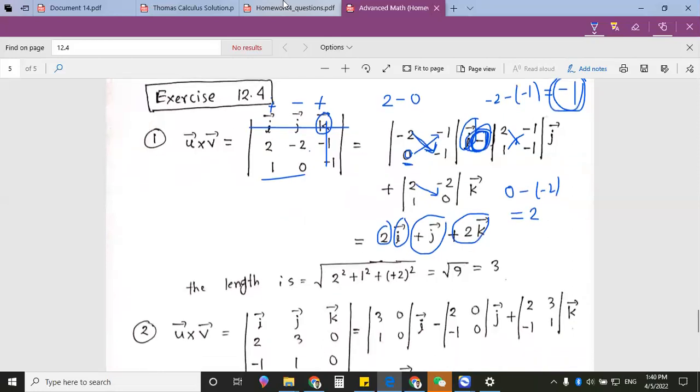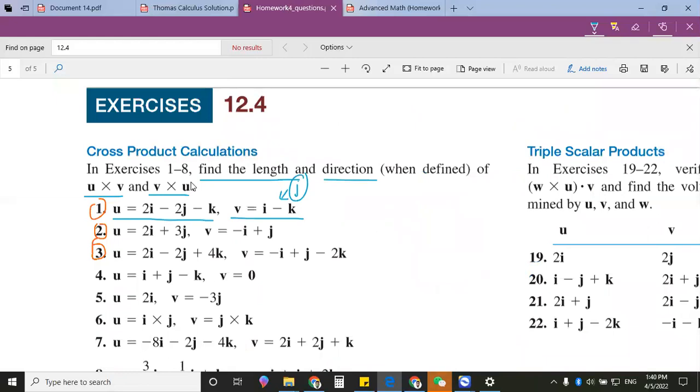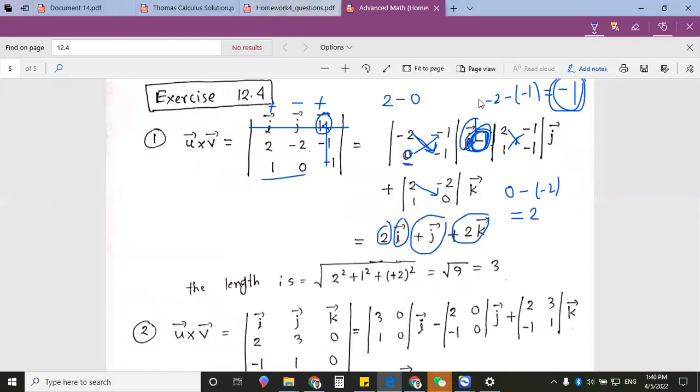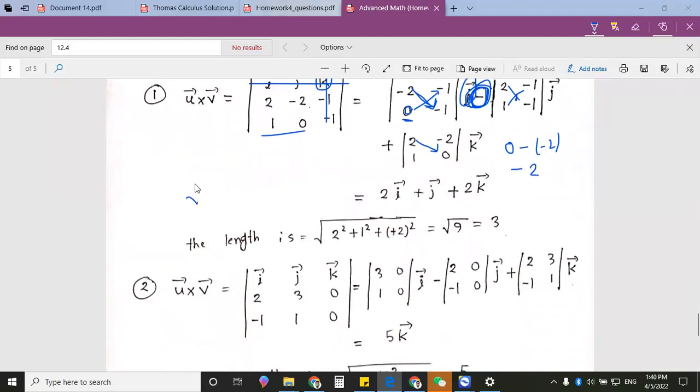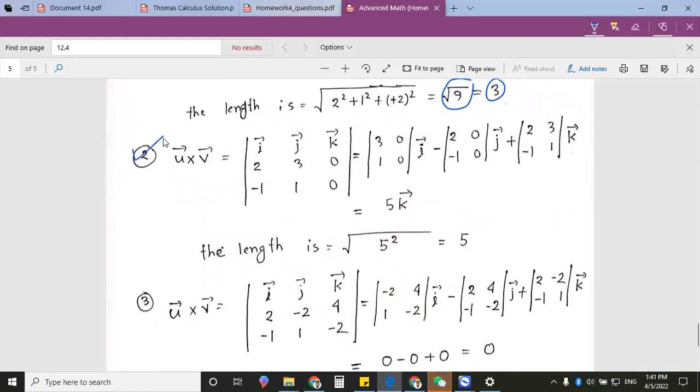This way we find u cross v, and now we have to find the length. Length is a number. To find the length, we just need to use this formula: root over x squared plus y squared plus z squared, I mean the norm value of this vector. So it will be root over 2 squared plus 1 squared plus 2 squared. So it is root over 9, or the answer is 3. This way you have to calculate number 2 and number 3.